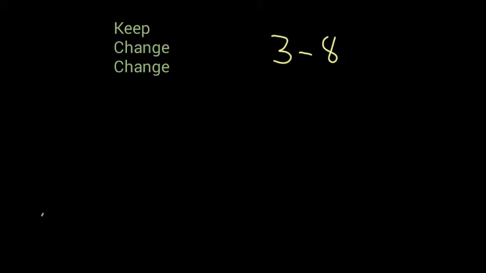So we're going to keep that acronym there, KCC, which stands for keep, change, change. And now we've got 3 minus negative 8. So I'm going to keep 3 the same. Change our subtraction to addition and change 8 to its opposite. Well, the opposite of negative 8 would be positive 8. So now I have 3 plus negative 8, and I follow my addition rules. Different signs, I'm going to subtract. 8 minus 3 is 5. And 8 has a greater absolute value, and 8 is negative, so that means my answer is negative. So my answer there is negative 5.